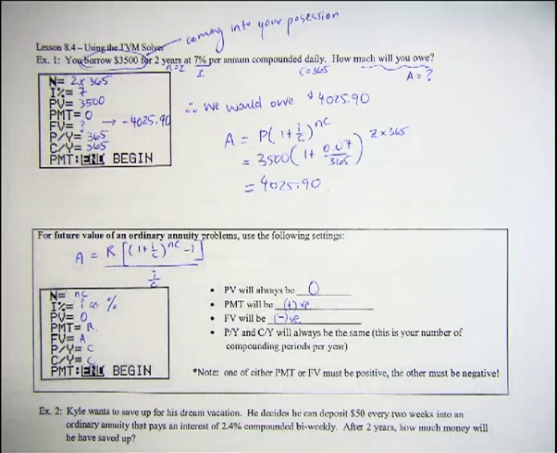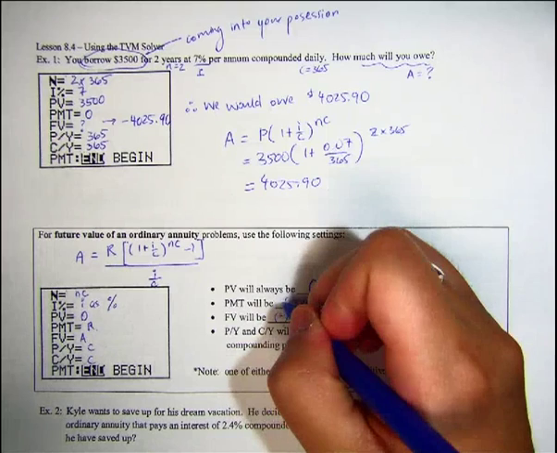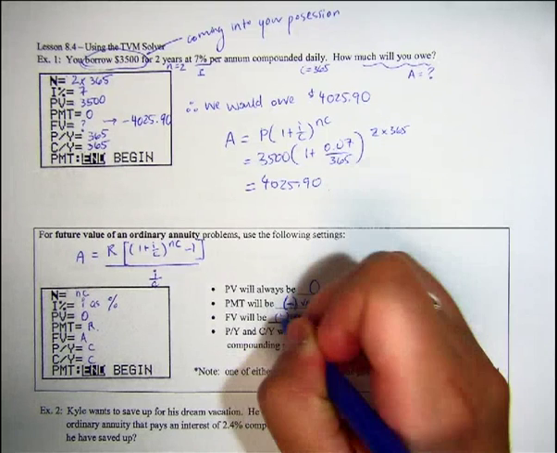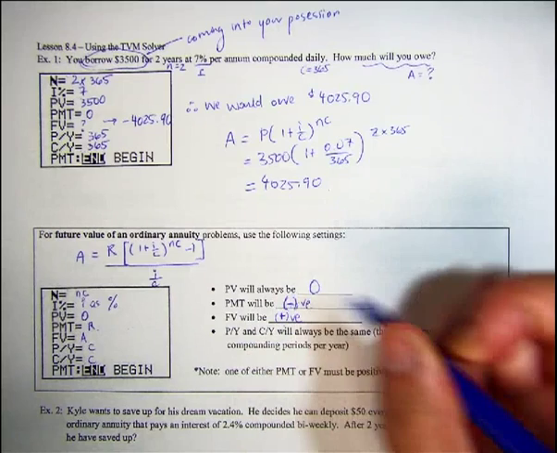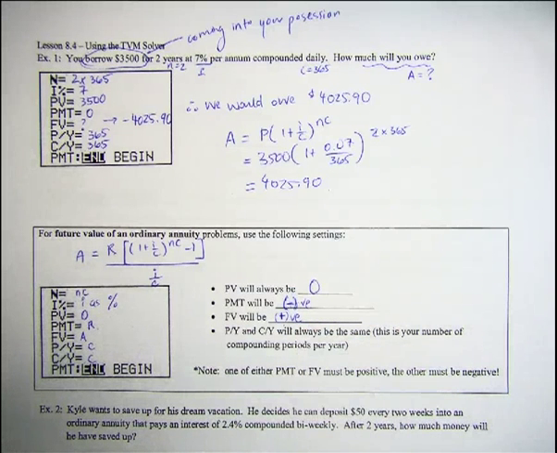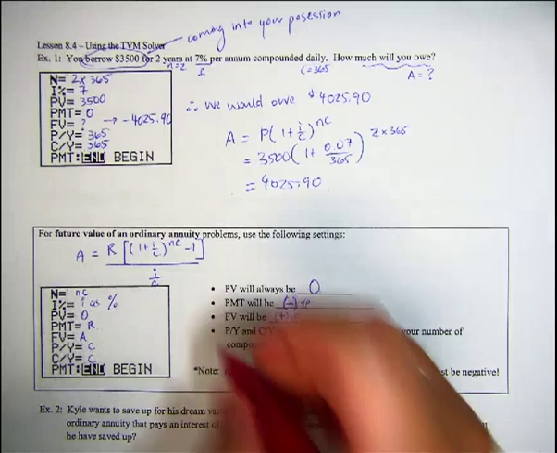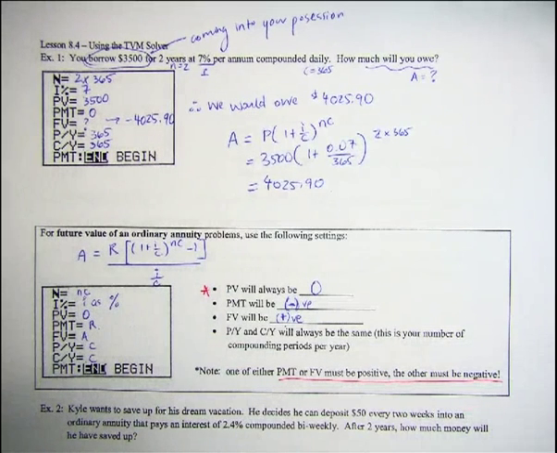Oh no, hold on, sorry. Backwards. I always mix that up for some reason. When I read the problem, it's easier. Sorry. Negative for PMT rather. Future value positive. You're investing some money, so negative, and then you get that money back, so it's positive. And PY and CY will always be the same. And this time, make sure that either PMT or FV is positive and the other one is negative.